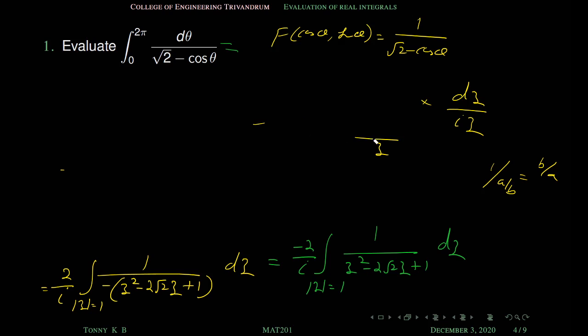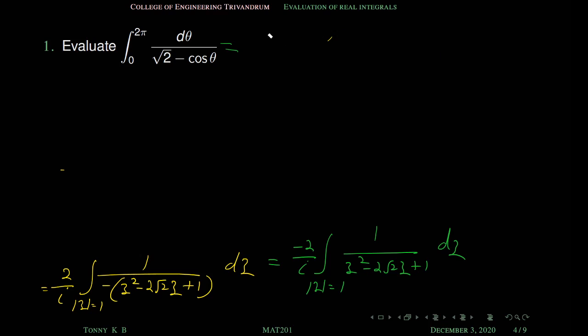Okay, we know that its integral value is equal to 2 pi i into the sum of the residues, where the summation runs over the singularities inside the curve C. Here our curve is mod z equal to 1. So what are the singularities inside this curve? We have to find the singularities of this function inside this curve. To find the singularities, we equate the denominator to 0, that means z square minus 2 root 2 z plus 1 equal to 0.